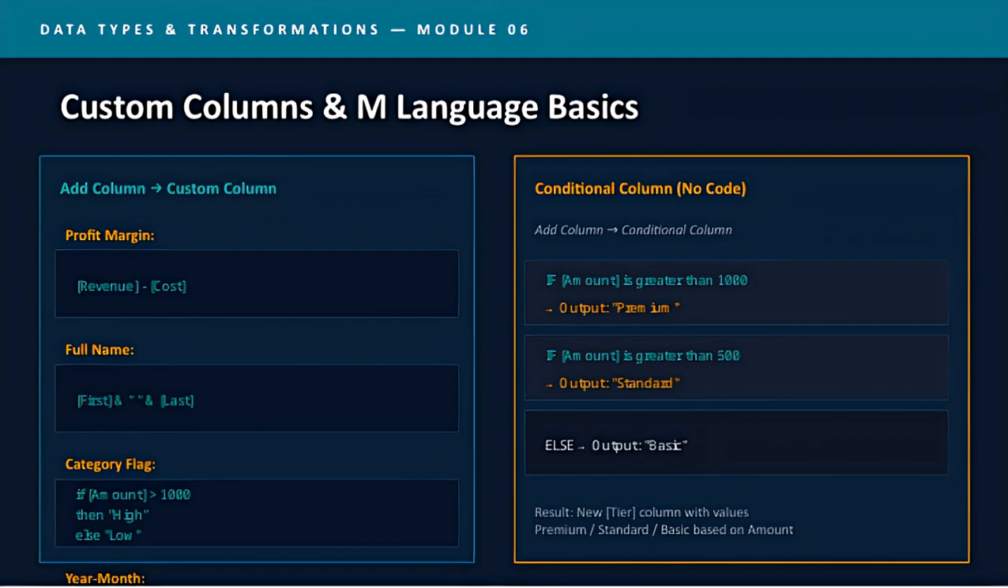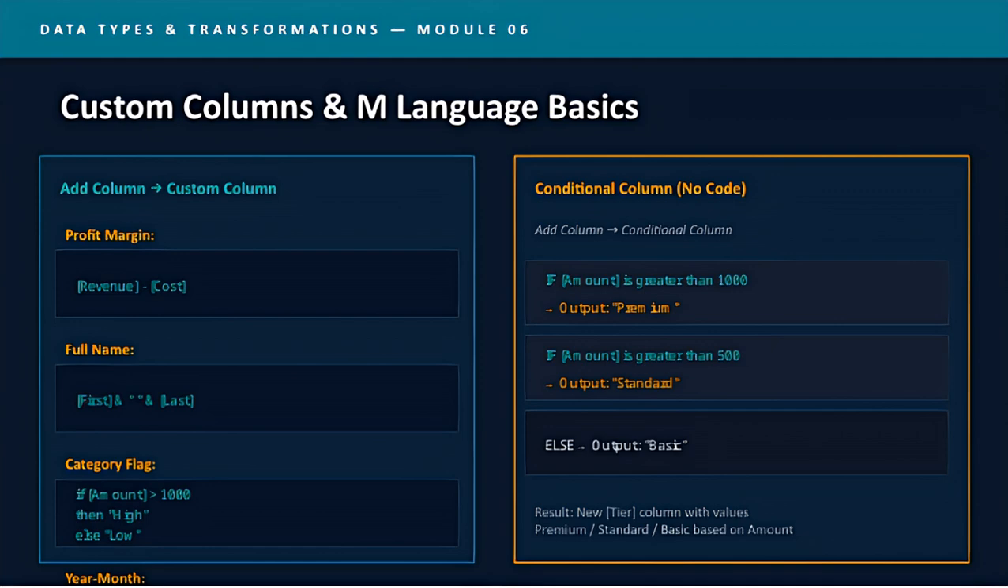Another quick example is creating a full name column by concatenating the first and last names with a space in between. This simplifies referencing full names in our reports. Finally, we look at the profit margin calculation, which involves adding a custom column using M language. This is part of our broader focus on data types and transformations, essential skills for shaping our data effectively. All these steps demonstrate how to enhance our data with calculated columns, making our analysis more insightful and tailored to our needs.